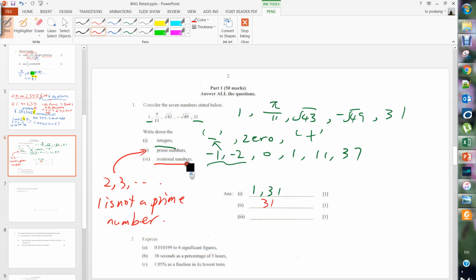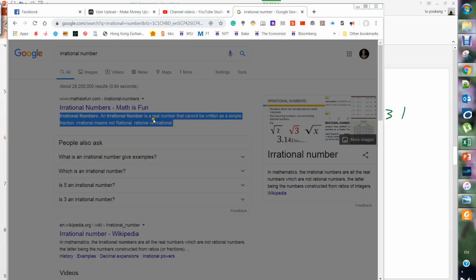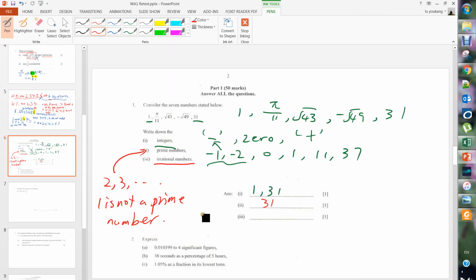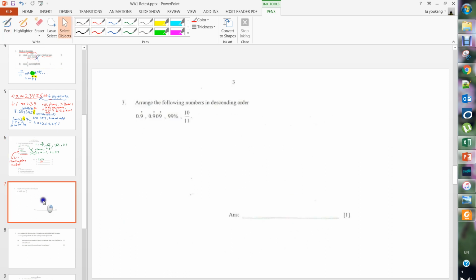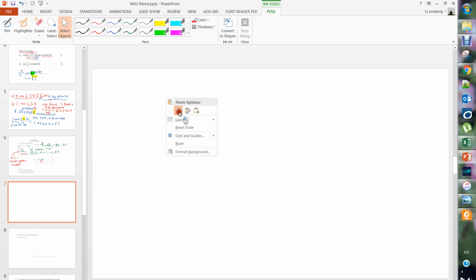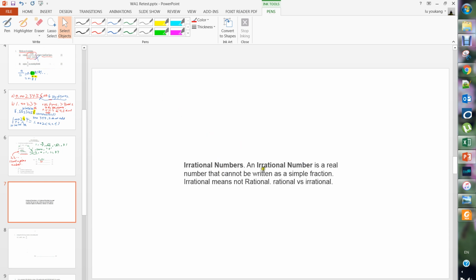Now, irrational numbers. I just did a Google search, and I want to copy the definition here. Let's create one more slide. It says an irrational number is a real number that cannot be written as a simple fraction. So irrational means not rational. So cannot be written as a simple fraction.